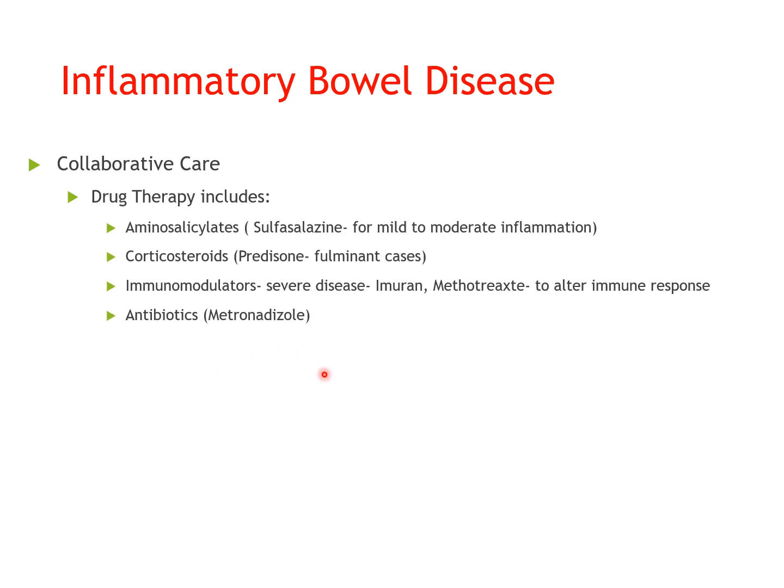So many different types of medications can be used to help your patient, right? So one category is aminosalicylates. So sulfasalazine is helpful for mild to moderate inflammation. Steroids are used. These are heavy-duty meds for fulminant cases. Immunomodulators as well for severe disease. So remember, these are like cancer medications. So Imuran, methotrexate, to suppress the autoimmune response. Then you have obviously antibiotics. An example given here is your Flagyl.